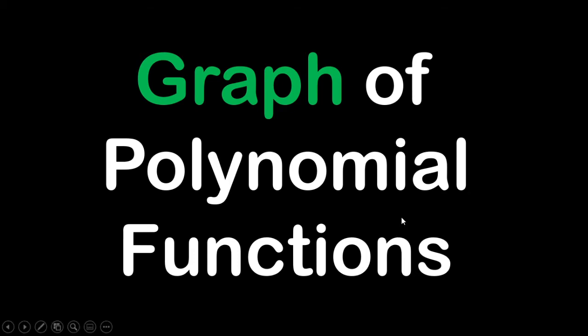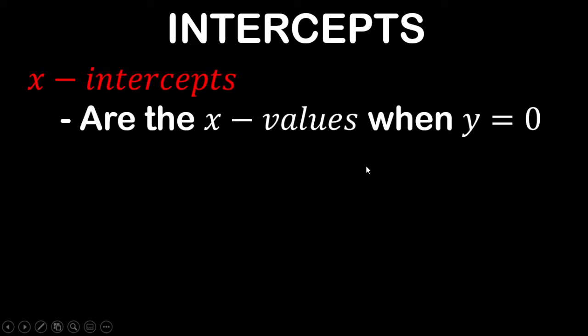Let's begin with intercepts. Now, intercepts has two kinds. We have the x-intercept and the y-intercept. Now, what is the use of intercepts in graphing polynomial functions? Intercepts are basically points in which the graph crosses the axis. We have two axes, the x and y axis. So, intercepts, let's begin with x-intercepts. X-intercepts are the x values when y is equal to 0.